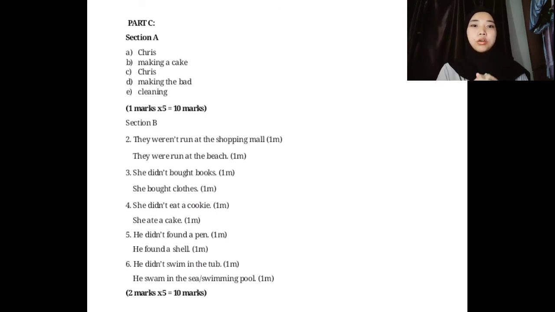So the total mark for the section B questions is 10 marks, and the total for part C is 15 marks. That's all from me.